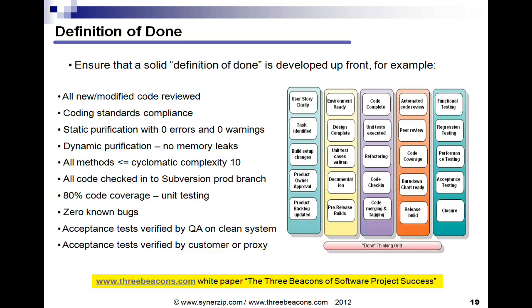So here are some examples. Maybe you want to start with all new and modified code is reviewed by at least one other person. All code adheres to our coding standards or guidelines. Another one might be all code checked into the Subversion product branch. Another one might be zero known bugs.